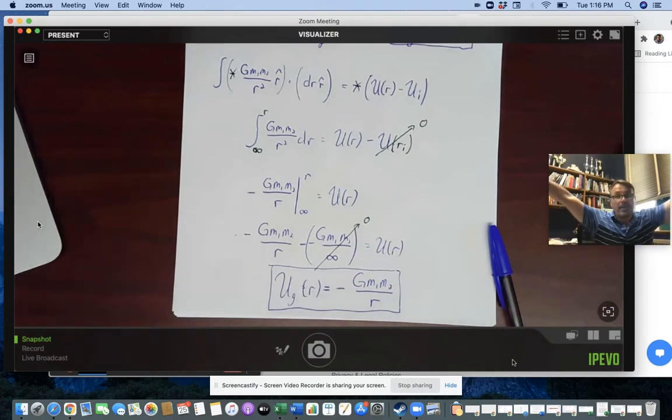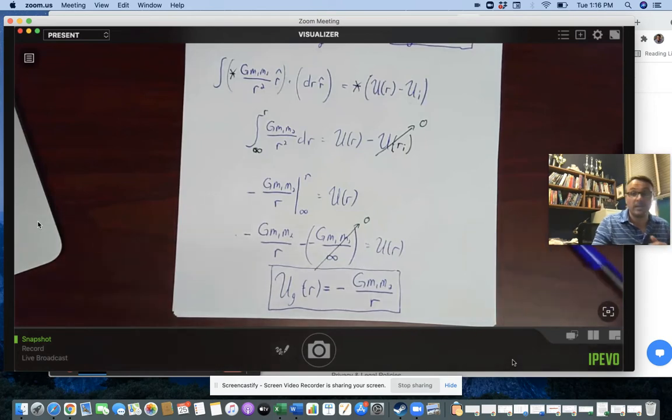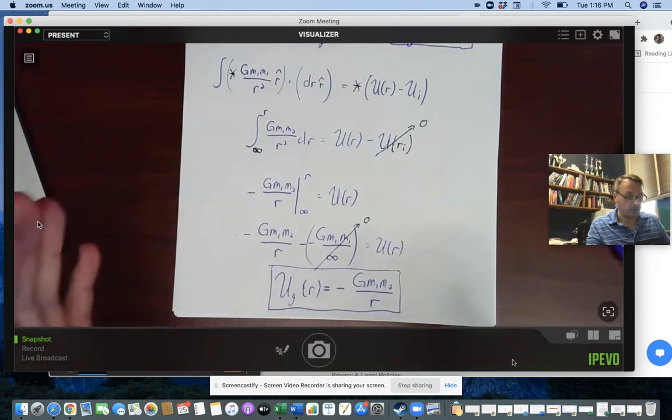Because we set our zero point infinitely far away, this is the consequence of that decision. And it's actually going to have some very logical and interesting implications when we get to talk about orbital motion. So there we have it. We have the universal gravitation law, and we have energy associated with it.